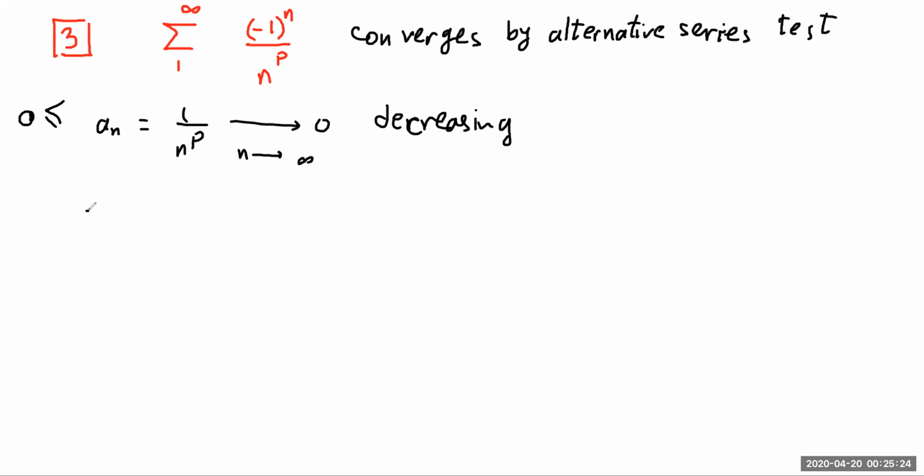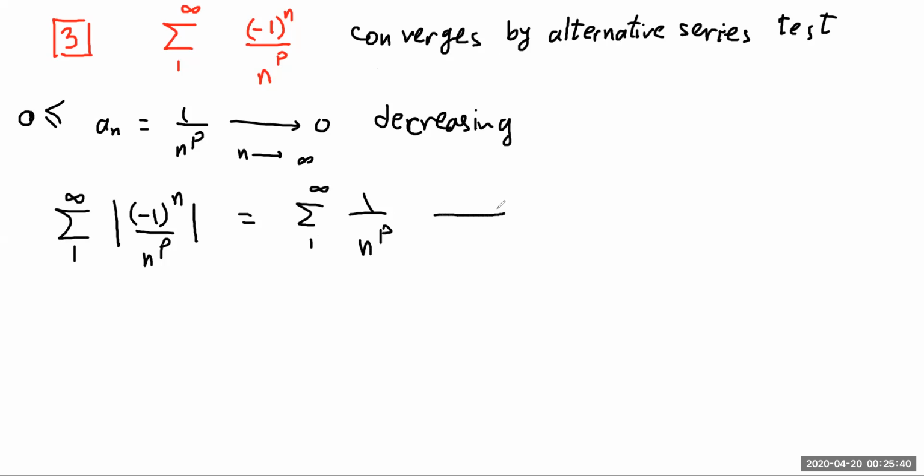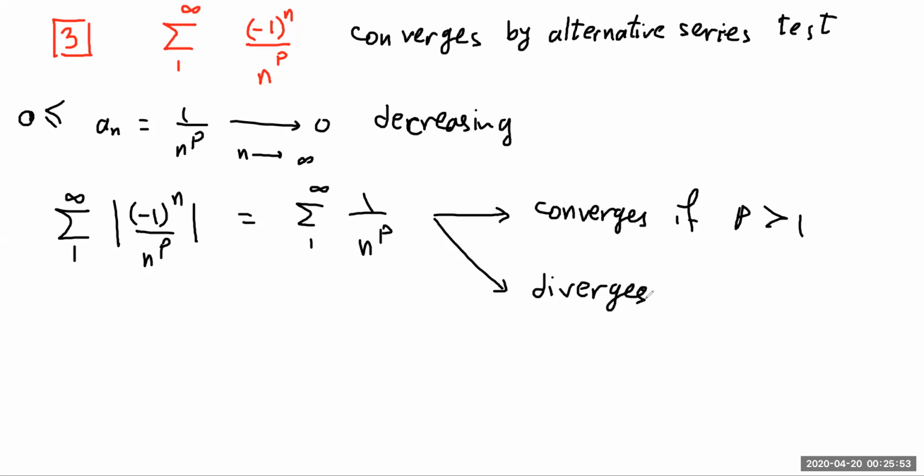What about the absolute value? So if I take the absolute value of (-1)^n over n^b from 1 to infinity, I will have the sum of 1 over n^b from 1 to infinity. So this converges if b is greater than 1 and diverges if b is less than or equal to 1. So we have two cases. Let's write the final answer.